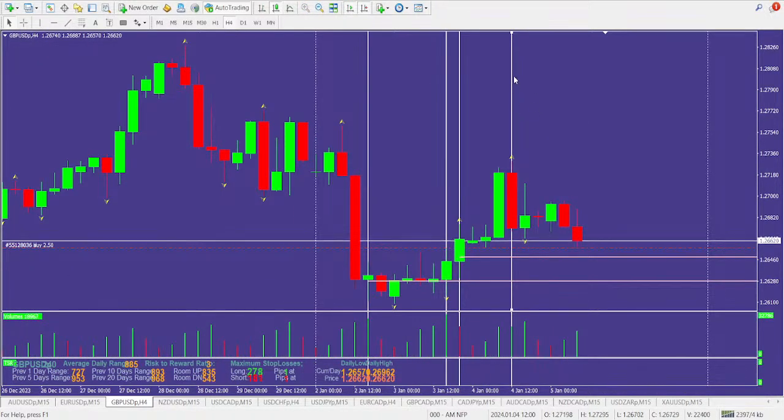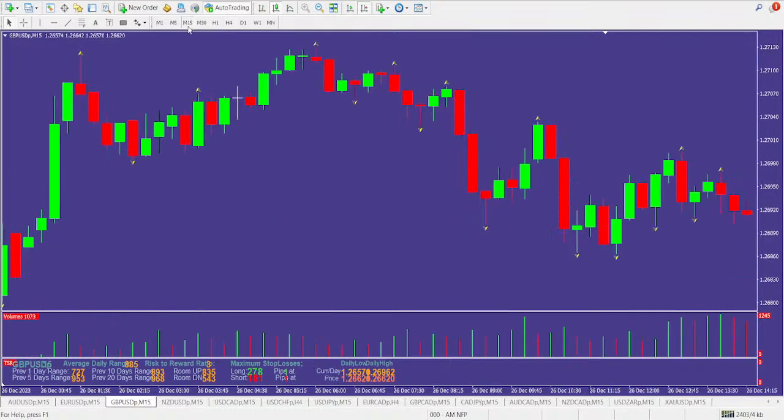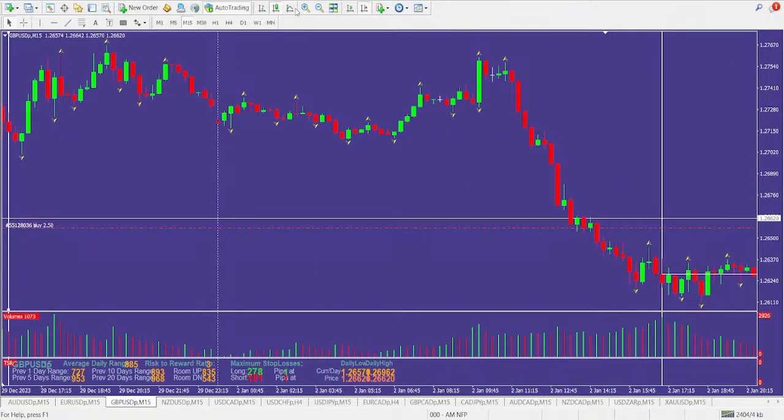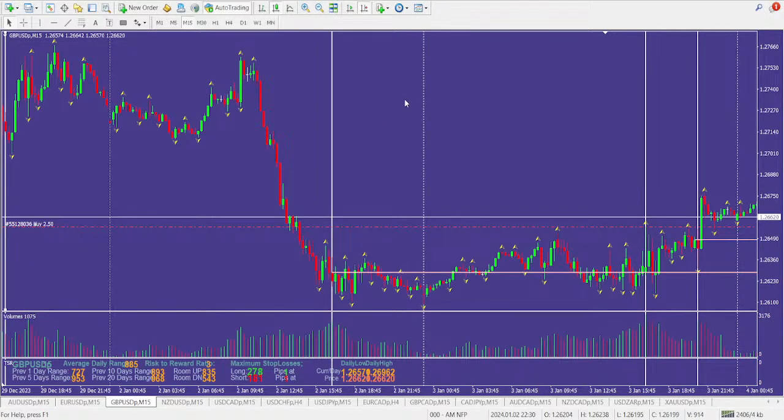So I'm just going to go back to the 4-hour time frame here. Then it looks like December 29th is the next most recent level of supply, potential supply that we can look at. So we head over to that point, December 29th.